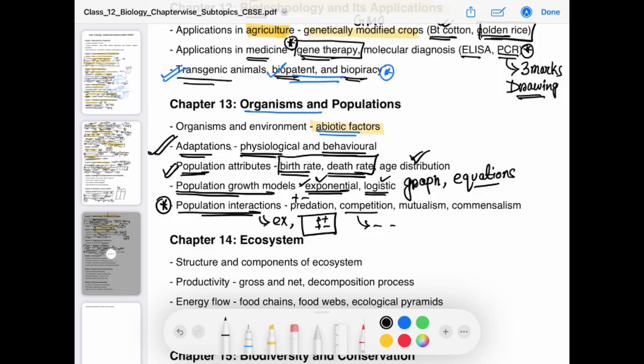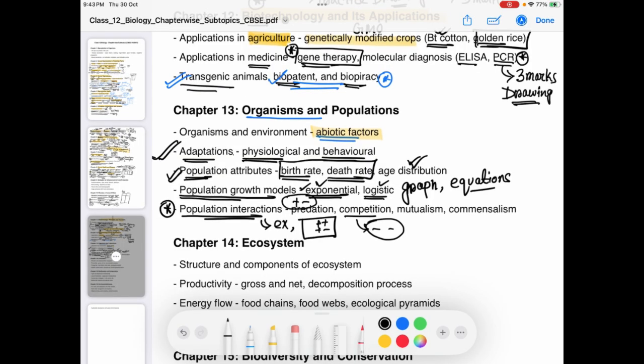Predation is plus minus. You have to know what is plus minus, which one is minus, this kind of thing you need to know. Which one is plus, which one is plus minus, you need to know. And the examples are crucial. Okay, you have to know about the examples properly and you have to know the definitions of this also. Okay, so population interaction is a very important and crucial part of this chapter. Read this thing properly, you can expect questions from this part only.